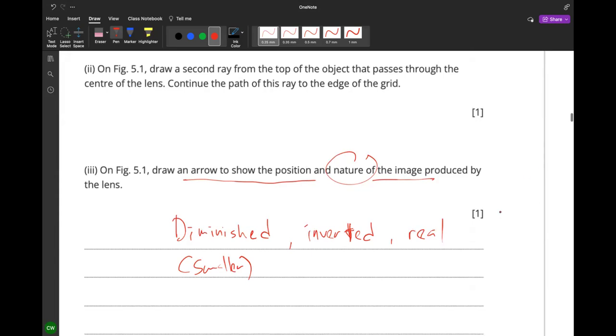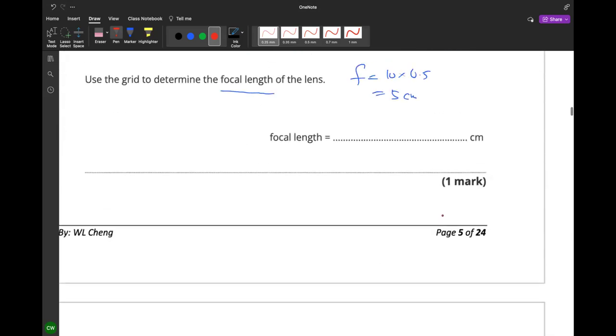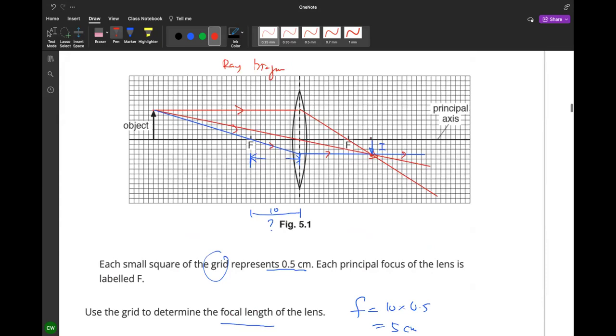Because what can we see for the object and image? Where is the object? The object is on the left hand side. Where is the image? On the right hand side. Are they on opposite sides? Yes, one on the left, one on the right. So when it's forming on a different side, most likely it's a real image, a real one.